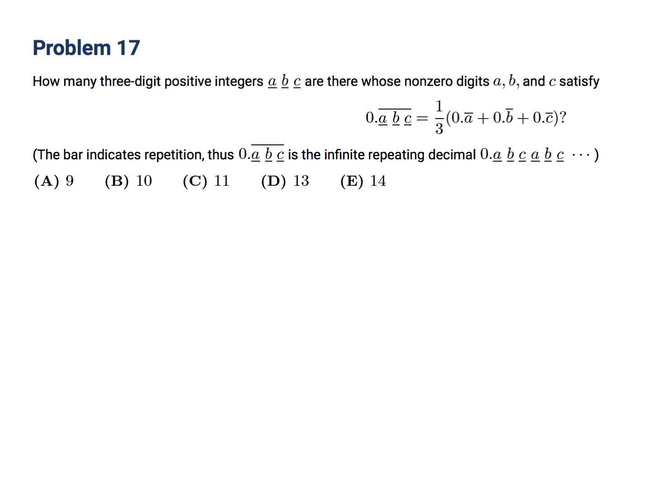Problem 17. How many 3-digit positive integers ABC are there whose non-zero digits a, b, and c satisfy 0.abc repeating is equal to 1/3 times 0.a repeating plus 0.b repeating plus 0.c repeating?